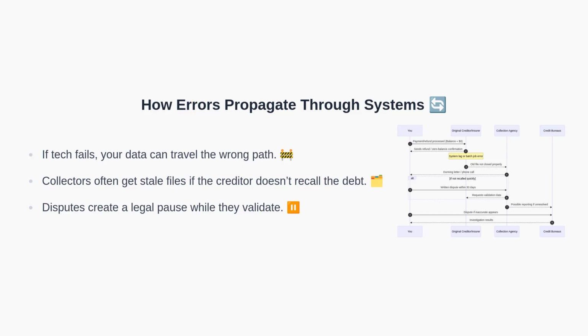If the original creditor doesn't promptly recall the debt, you should send a written dispute to the collector within 30 days. The collector may seek validation from the original creditor. If the collector reports to the bureaus while the data is inaccurate, you must dispute with the credit bureaus as well. Each step emphasizes the importance of timely, documented actions.